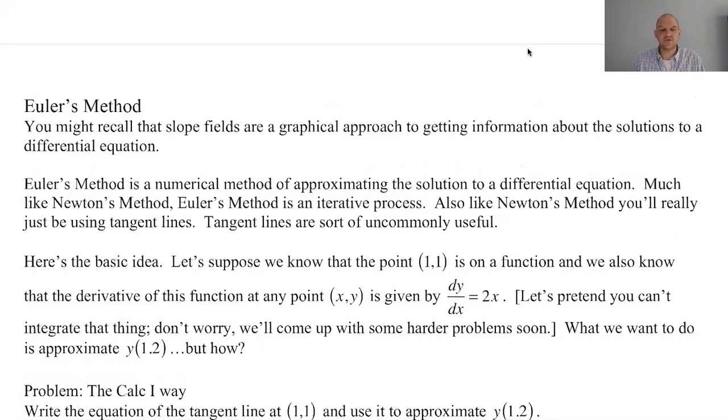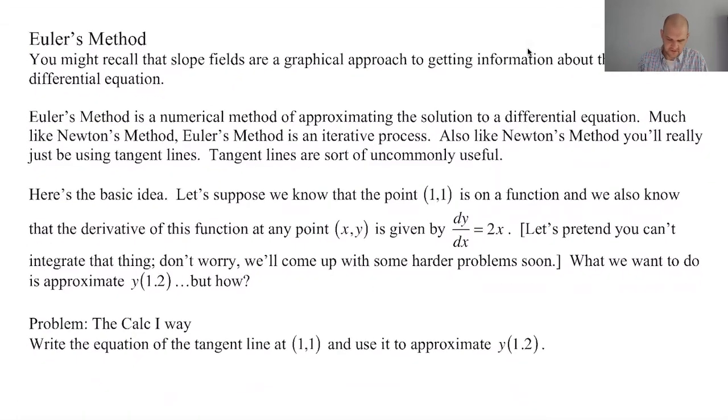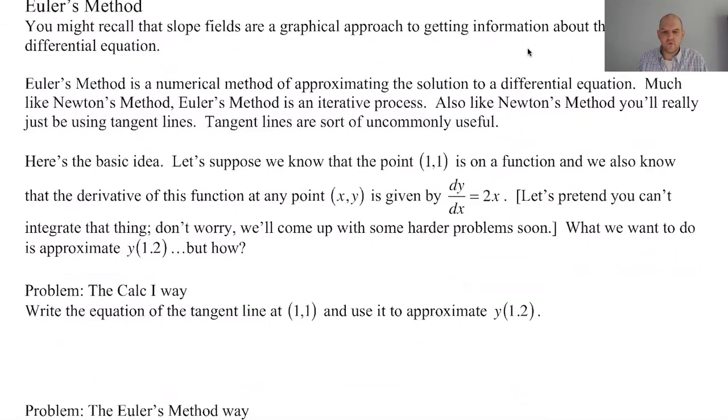So if you just watched the video about Newton's method of approximating the zeros of a function, this is a similar iterative process, but it approximates a different thing. So let's see if we can figure out what to do. We have all those methods: tangent line, Taylor polynomials. We're going to use Euler's method. We have slope fields. Slope fields are a way of looking at the solution. So what we do here is we're basically going to do a Calc 1 problem, and then we'll modify it to an Euler's method problem.